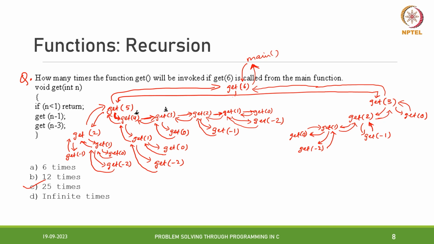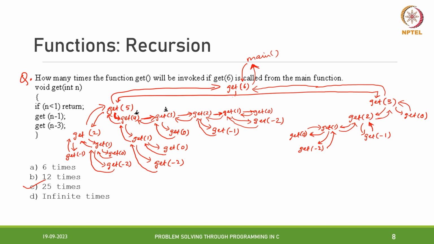Okay, so that is why here get of 1 will call n minus 1, and then after n minus 1 returns back control to get of 1, it will call n minus 3. Now that will return back to get of 1, and get of 1 has nothing else to run now, so it will send back the control to get of 4. Now for get of 4, you can see that n minus 1 is done, n minus 3 is done, so no further statements in get of 4 to run. So get of 4 will return back control to get of 5.